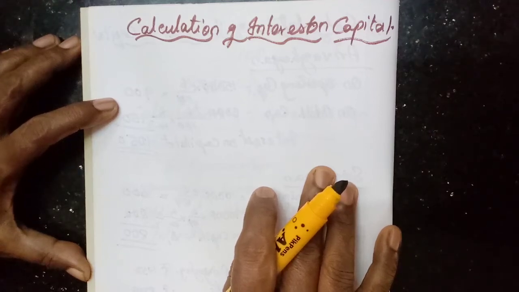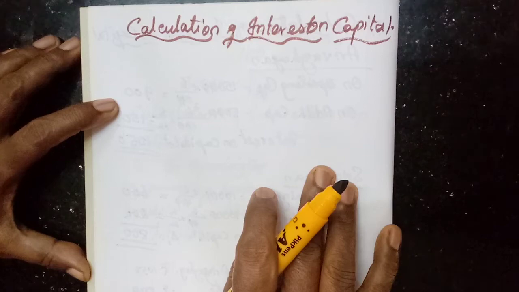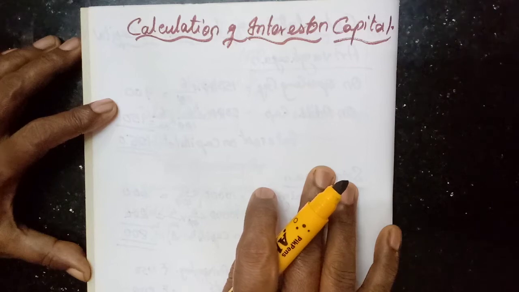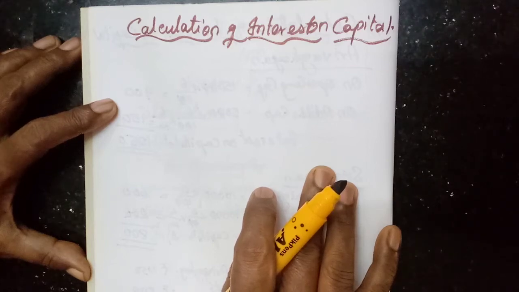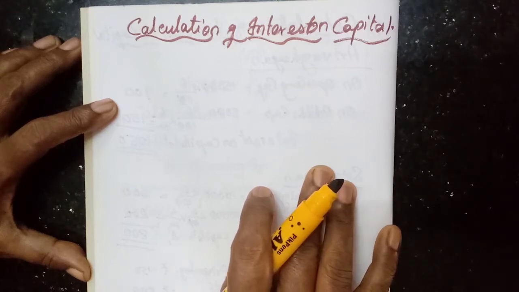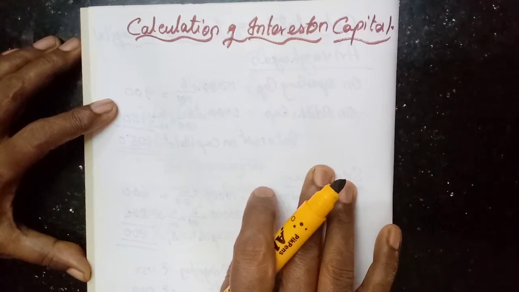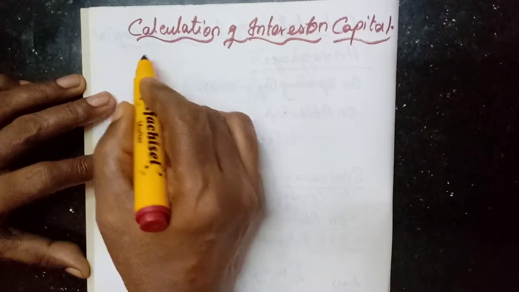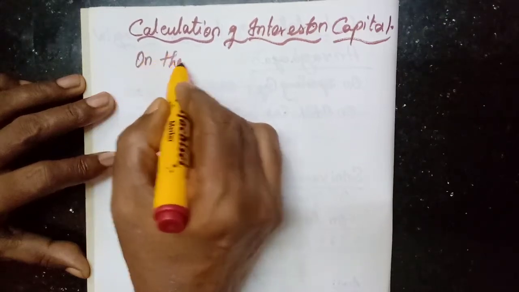Yesterday's sum, we calculated the interest on capital, isn't it? The same thing we are going to do today also, but with a little difference. Yesterday they had given the opening capital, so we needed to calculate the interest on capital on the opening capital, isn't it?